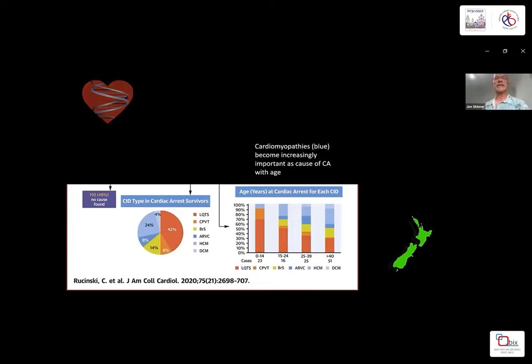about what is actually causing these cardiac arrests in the community when it's not due to coronary artery disease and it's not due to congenital disease or myocarditis in children. And you can see there that the majority were due to long QT syndrome. And the younger you were, the more likely you were to have a channelopathy. And the older you were, the more likely it was to be a cardiomyopathy. That's in the blue there.